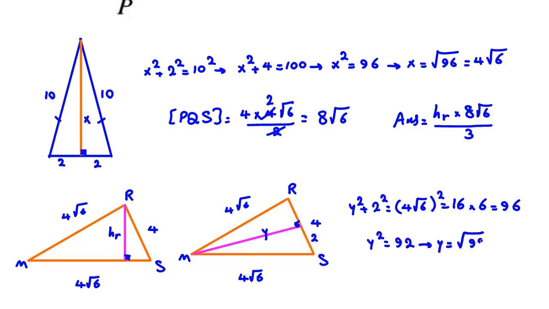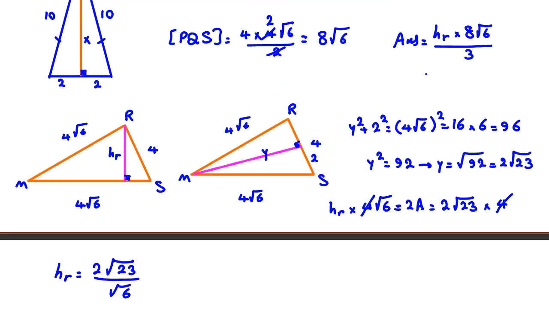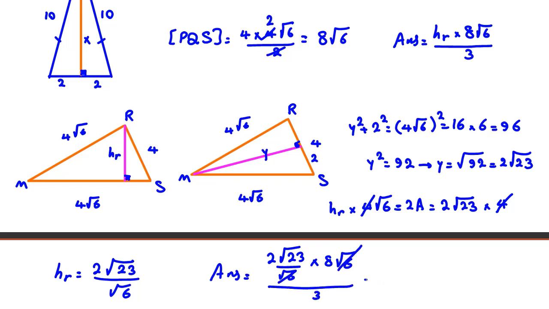So y equals the square root of 92, which is 4 times 23. Sorry, if you divide by 4, it is 2 root 23. Now, we know HR times 4 root 6 equals twice area equals this height, y, 2 root 23 times 4. Okay, we cancel 4 from both sides. And, okay, it's HR equals 2 root 23 over root 6. Okay. Now let's calculate. The answer is HR, which is 2 root 23 over root 6 times 8 root 6 over 3. We cancel root 6, root 6. 2 times 8, 16 root 23 over 3.